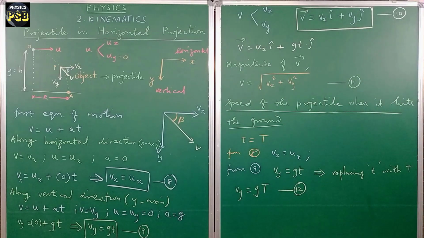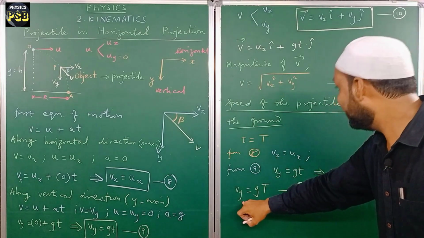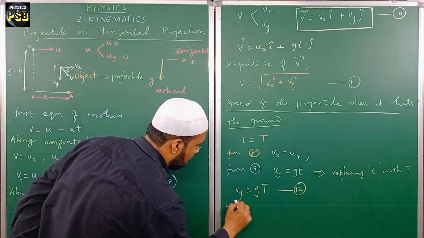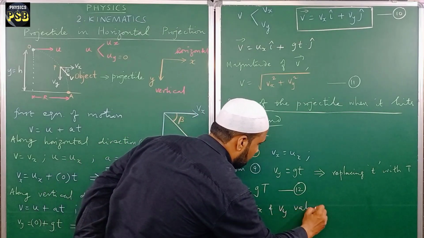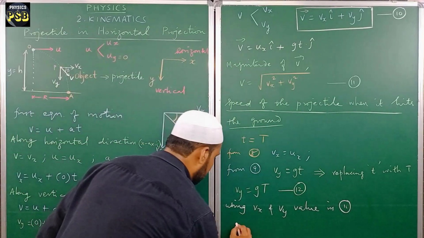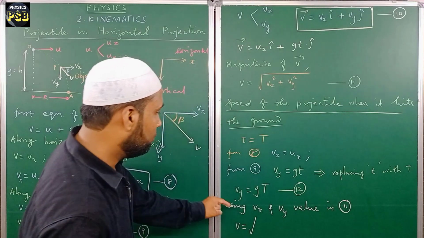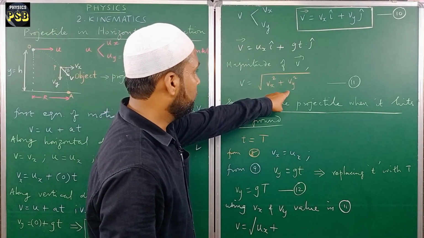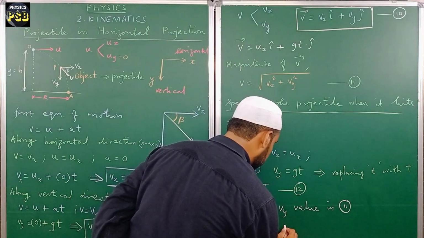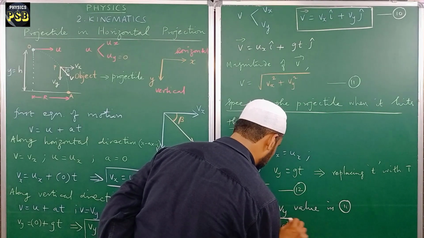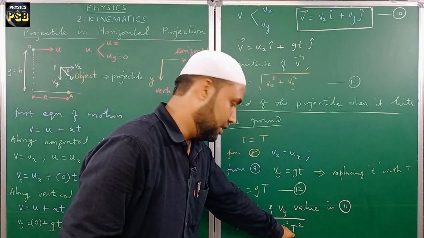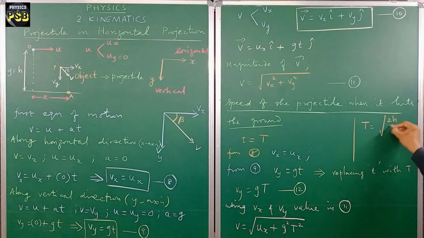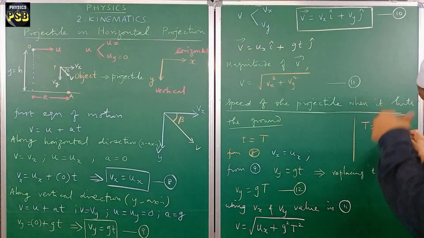Okay. So I am going to use the values of Vx and Vy in equation number 11. What I will get is V equals root of, what is the value of Vx? It is Ux square plus the Vy square, right? g square T square. Okay. And if you want, you can mention the value of T here. What is the value of T? T is the time of flight, which is root of 2h upon g.